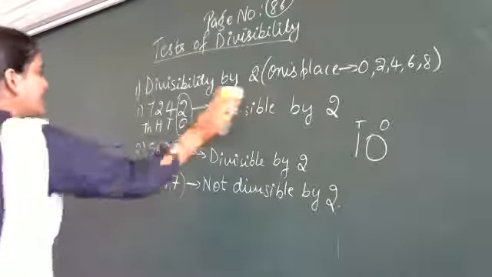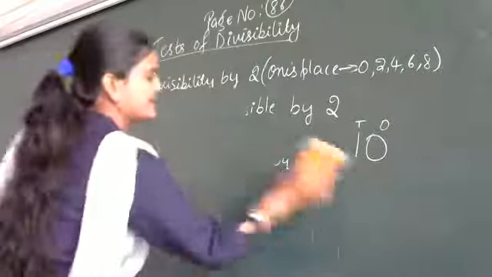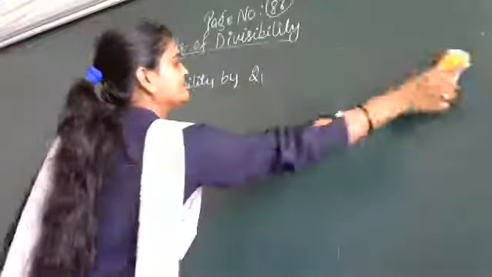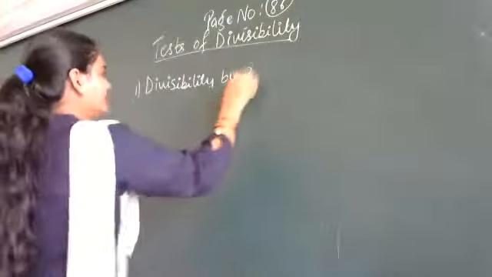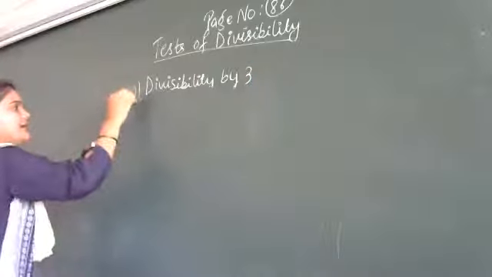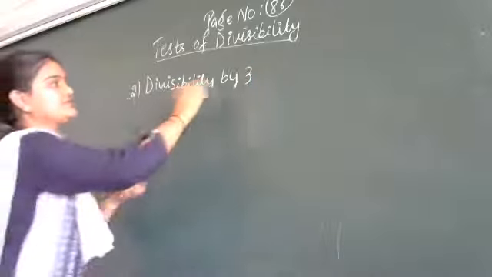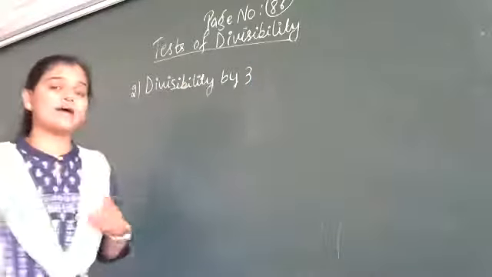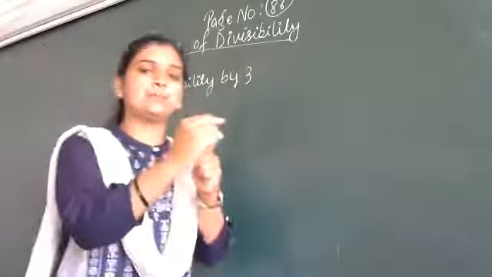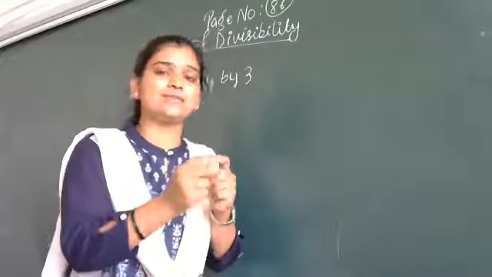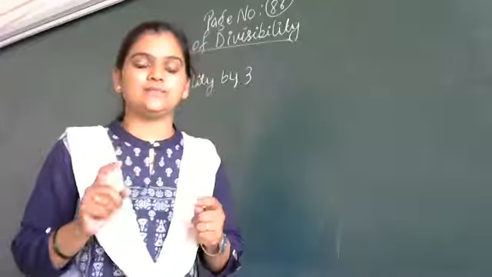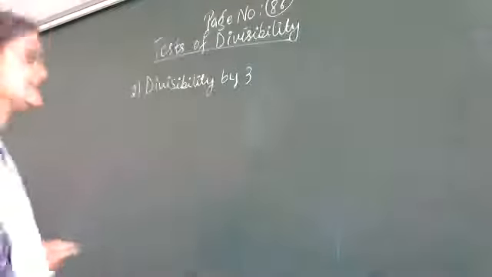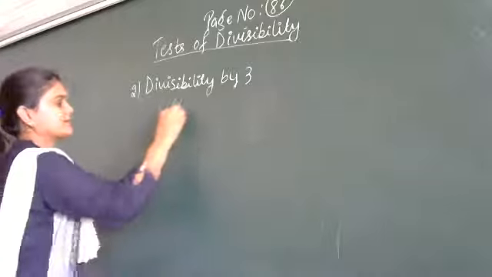Next, we will check divisibility by 3. Next one is divisibility by 3. In case of divisibility by 3, you have to add the digits, and the answer you get should be divisible by 3. For example, just see.